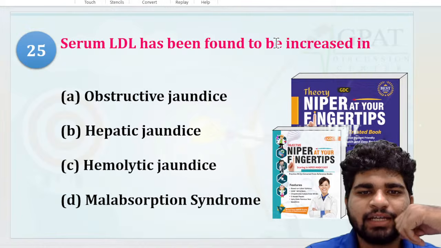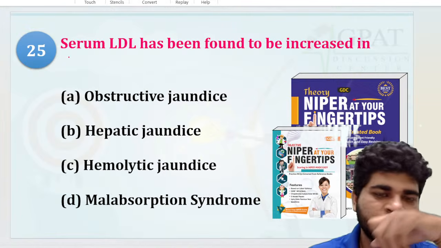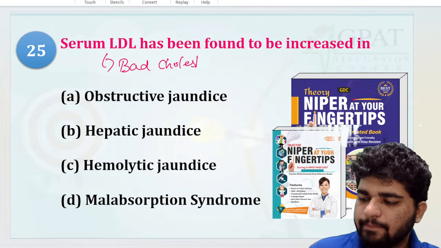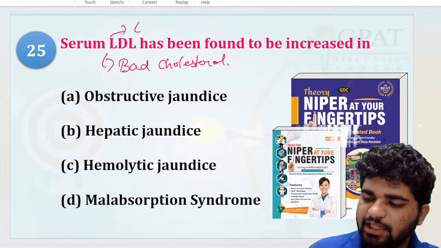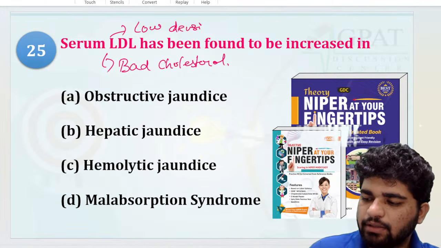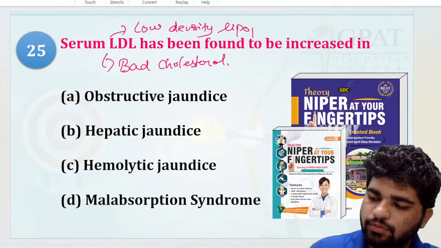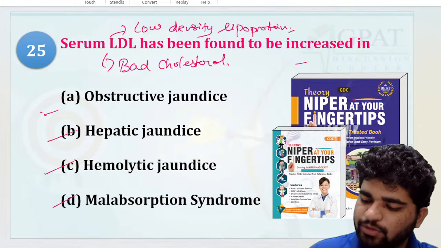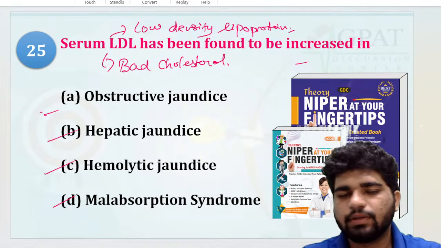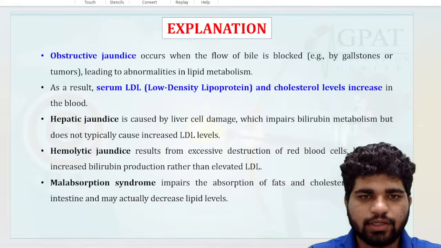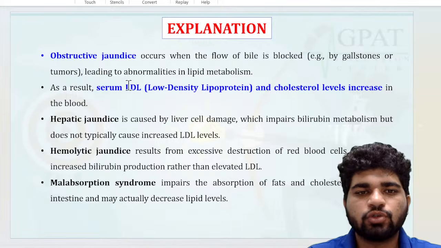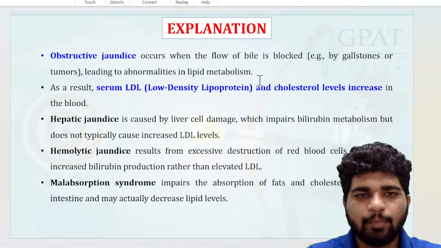Serum LDL has been found to be increased in what? LDL, that is your bad cholesterol, low density lipoprotein. So that is increased in what? Obstructive jaundice, hepatic jaundice, hemolytic jaundice, or malabsorption syndrome? That is nothing but your obstructive jaundice only, right? When the flow of bile is blocked by gallstones or any tumor, it leads to abnormalities in your lipid metabolism.